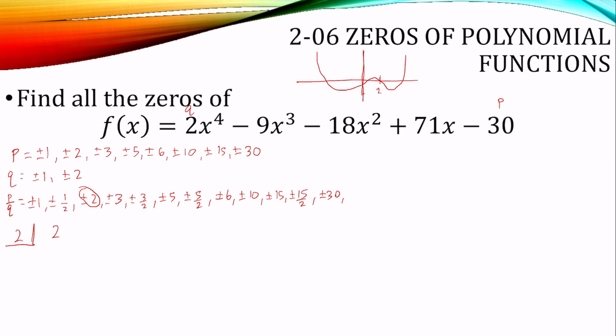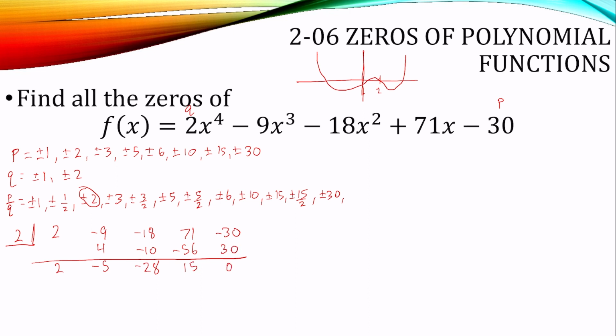Do synthetic division. 2x to the fourth, negative 9x cubed, negative 18x squared, 71x, and negative 30. Bring down the 2 and multiply. Add. Multiply. Add. Multiply. Add.